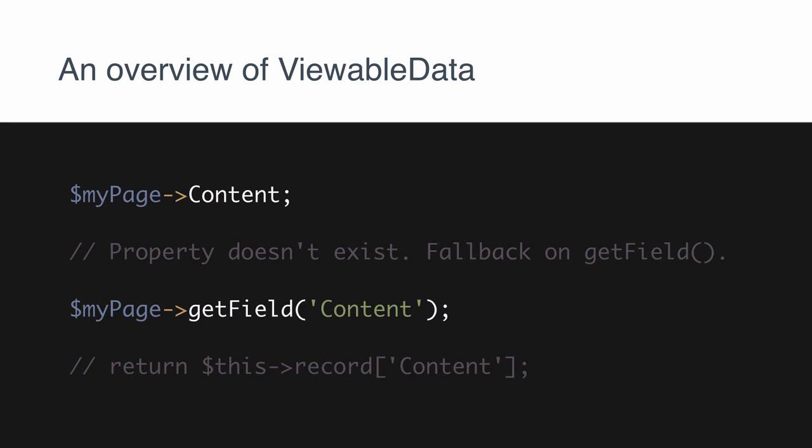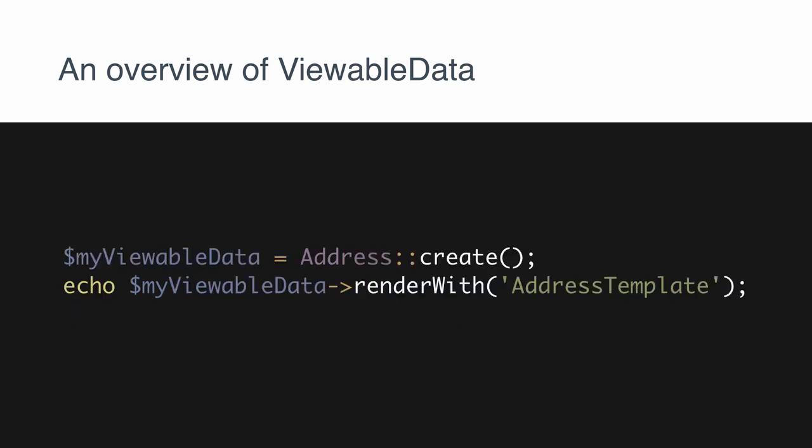So back to our template. All viewable data objects know how to render themselves on templates. To do that, you simply invoke its renderWith method, and you pass it a name of a template. The template variables will all be scoped to that object, and you will get a string of text or HTML. So here we have, I'll just say my viewable data equals address. I'll just create a new instance of our sample address viewable data object, and then I will return the result of renderWith address template. And that's how I would render that template that we just saw.